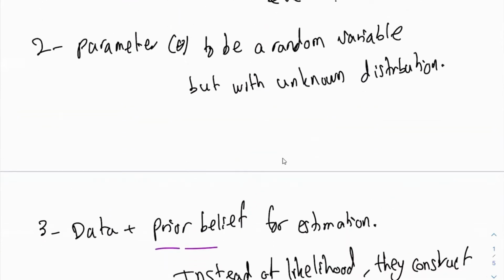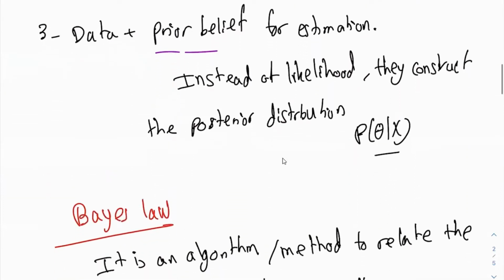Bayesians use data, but they also add prior belief for estimation. So instead of using the likelihood function that we discussed in the case of frequentist, they use the posterior distribution. They use the likelihood and the prior belief to construct the posterior distribution. During the estimation process, they will try to maximize the posterior distribution to find the optimal estimator. Now, let's see what I mean by that.